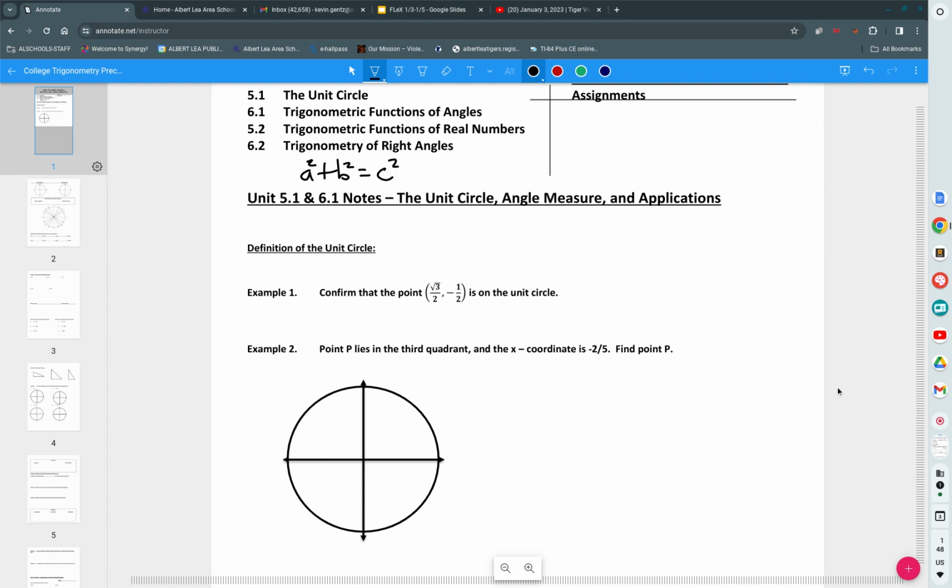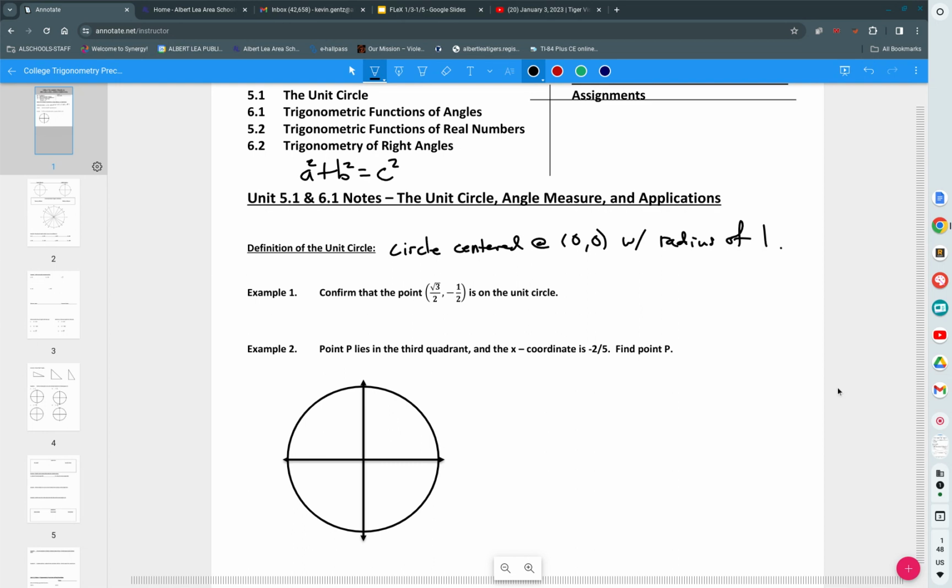The first thing that we develop from it is this thing called the unit circle. A unit circle is a circle centered at 0, 0 with a radius of 1. Circle centered at 0, 0 with a radius of 1. Okay.